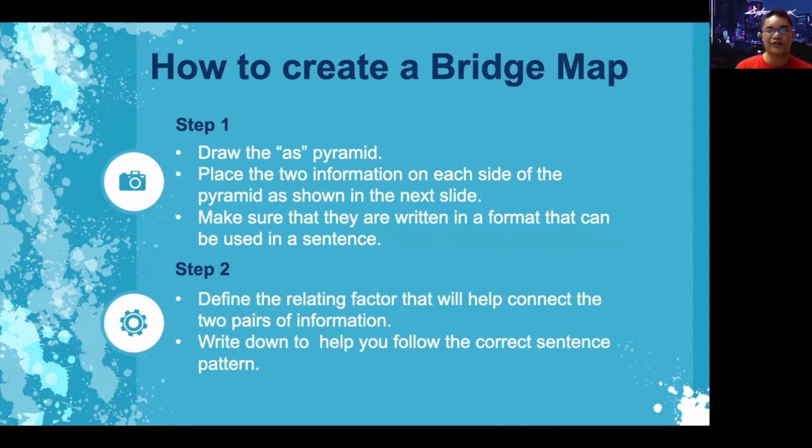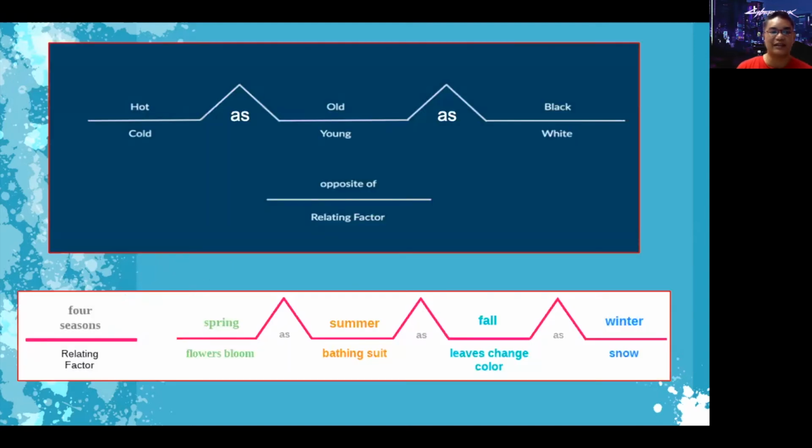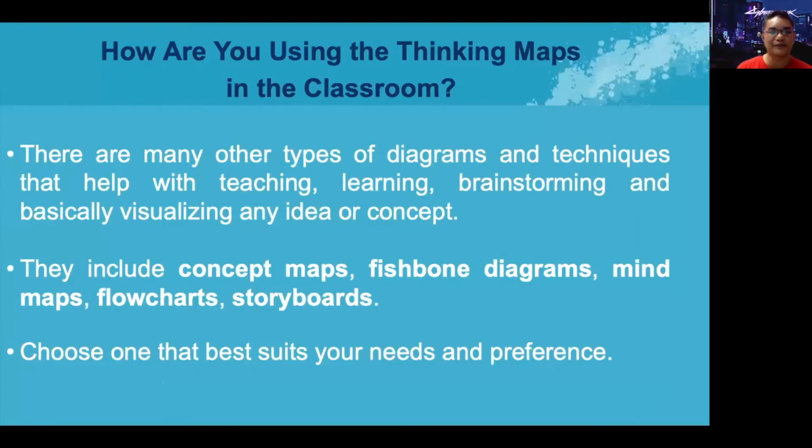Step 2, define the relating factor that will help connect the two pairs of information. Write down to help you follow the correct sentence pattern. Saya jarang buatlah yang ni. Kalau nak cuba, awak boleh cubalah.